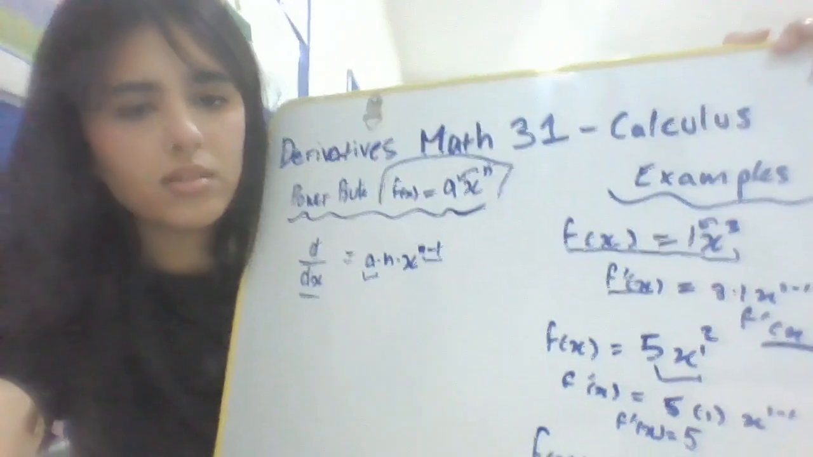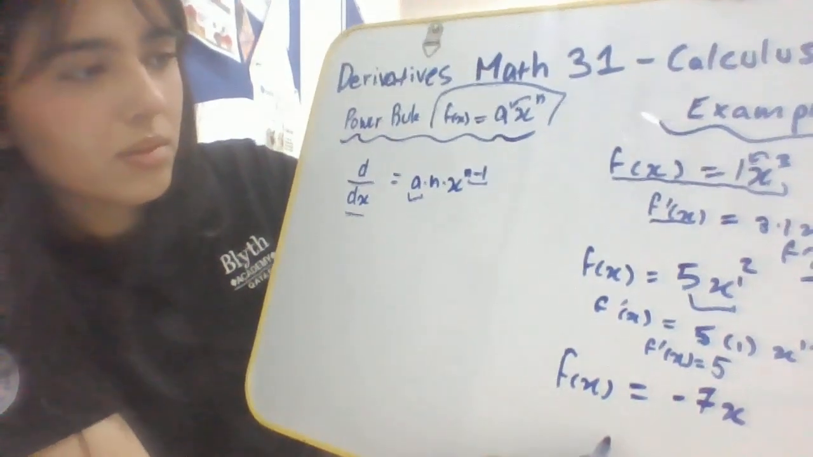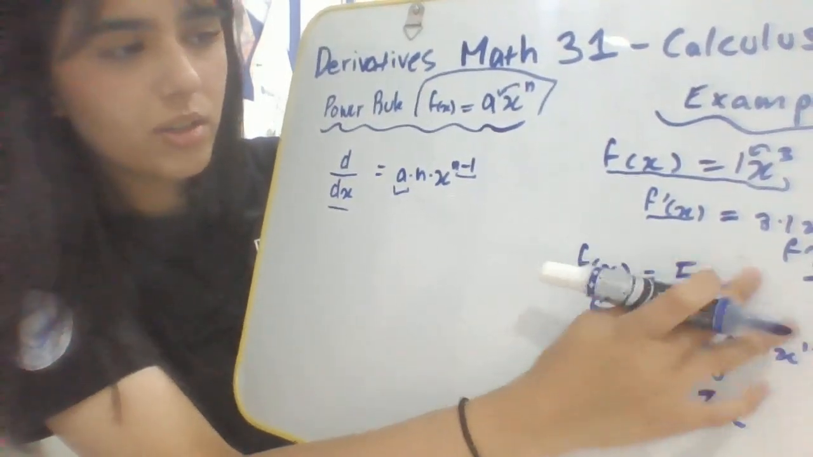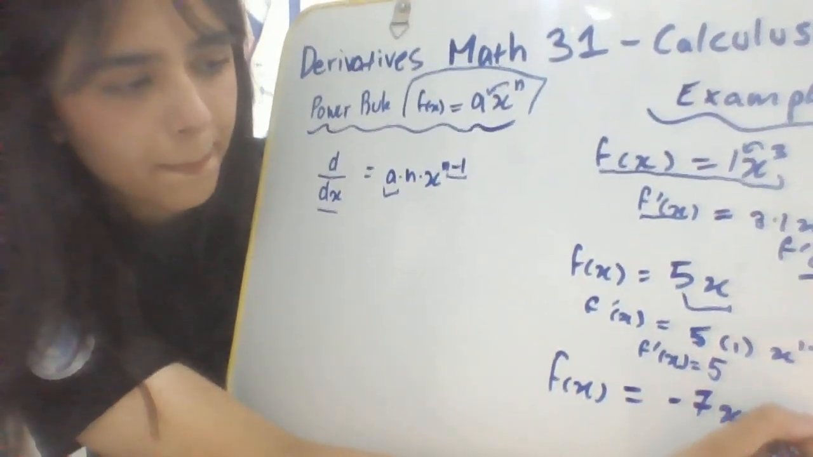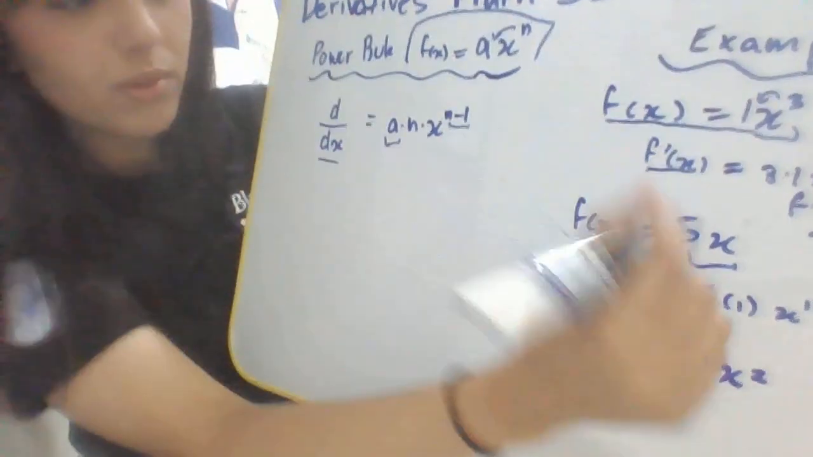And the last one, 7x. Oh, sorry, I forgot the square. Okay, guys, completely ignore what I just said. Just assume that this was just 5x. Just assume that. Okay, I'll teach the x squared example down below.